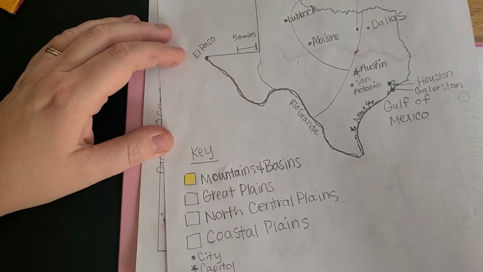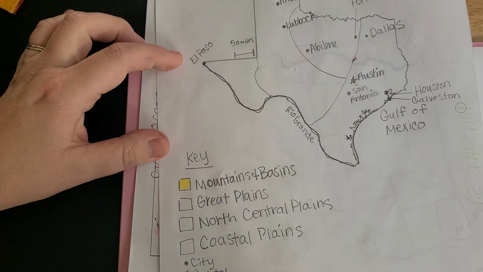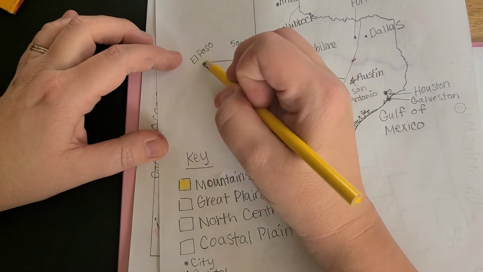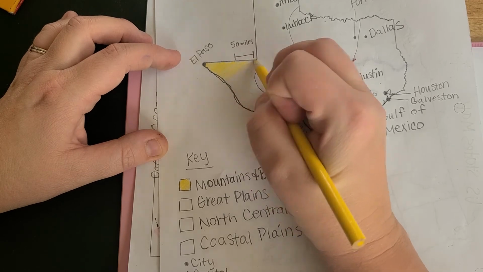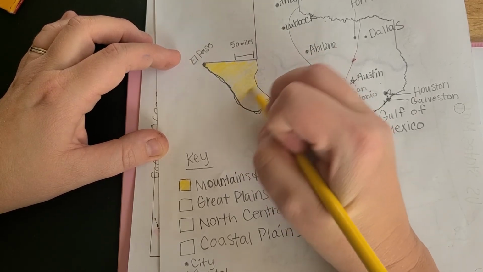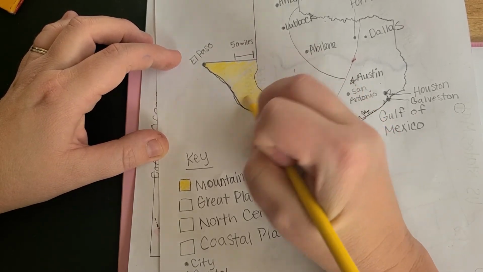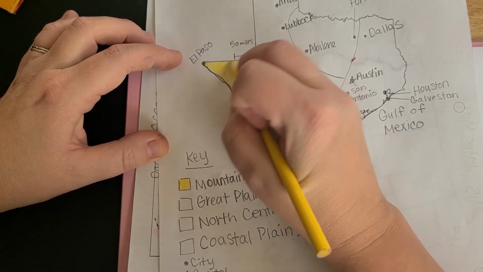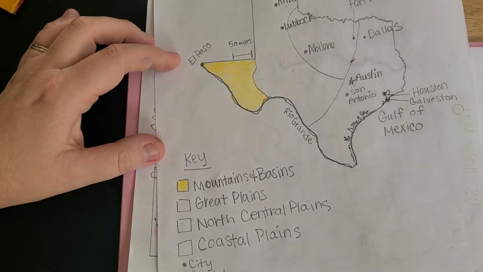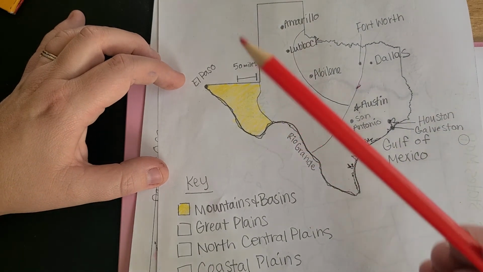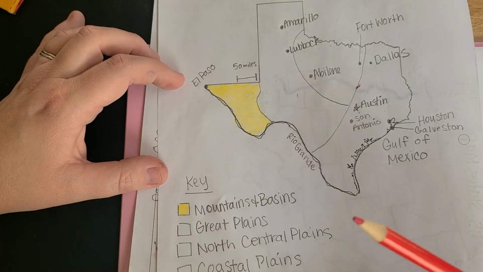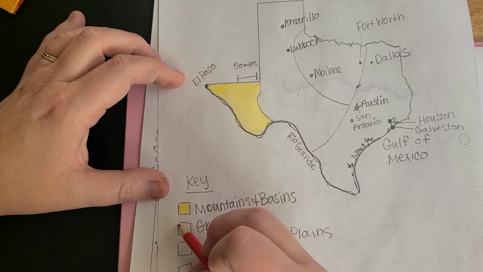Okay, and now I'm going to really quickly and thoroughly color the mountains and basins region, which is right here. This is what I want to see on your paper. Is it perfect? No, but I know that you know where the mountains and basins are. Okay, again, this is not perfect. This is probably the sharpest of all of them, though.